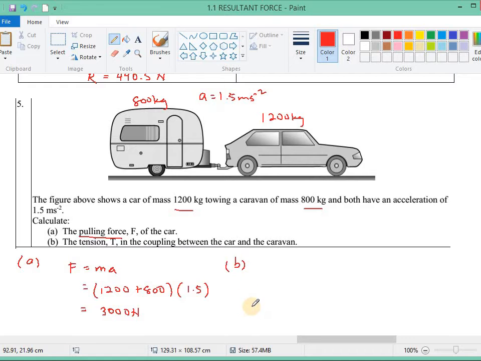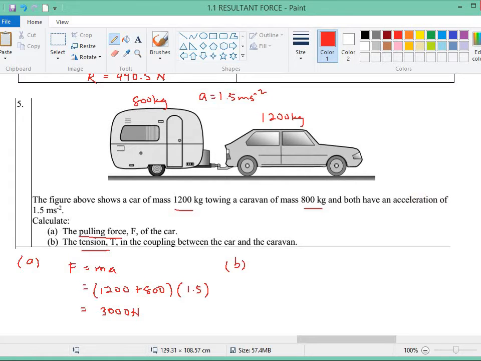Alright, next, B. The tension T in the coupling between the car and the caravan. Okay, first thing here is I want to explain what tension is. Tension is also a force. Tension is the name that we give to the force that exists in objects that are being stretched, that means objects that are pulled. Usually the things that we pull are rope, rubber band, spring, chain, string, wire, anything, things that look like rope.